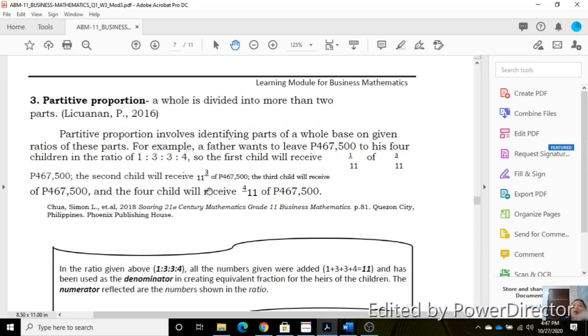For example, a father wants to leave 467,500 to his 4 children in the ratio of 1:3:3:4. Siguro maiisip nyo, bakit ganun hindi pantay ang pagkakahati? Hindi nilang tigo 1/4. Diba? So, syempre, respect natin yung tatay, gusto niya ganun ng proportion.